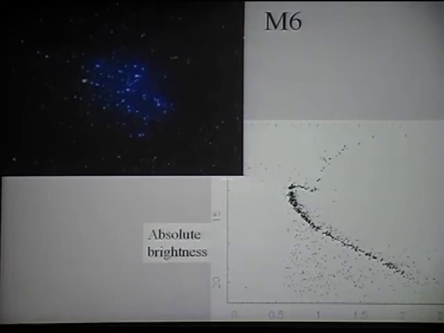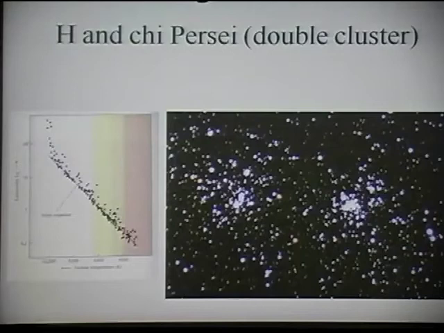This is the double cluster h and chi Persei. You see the clump on the left, the clump on the right. The two of them together, you get a main sequence. It's actually a pretty nice main sequence without a lot of scatter, because it's pretty easy to tell with this one that virtually all the stars are part of the cluster.